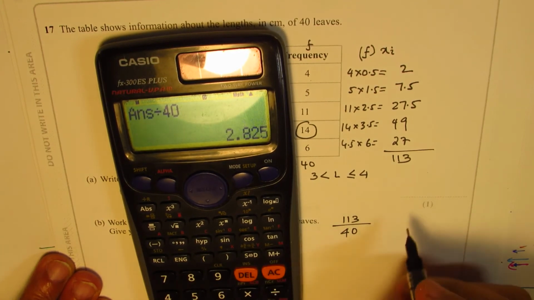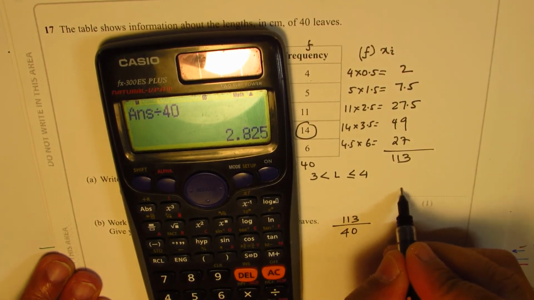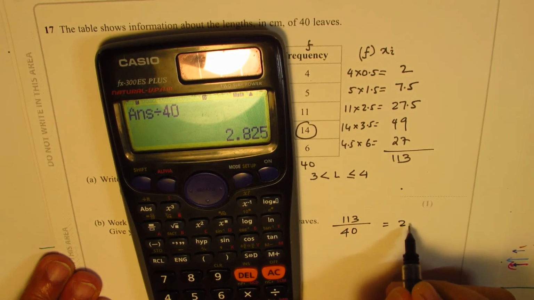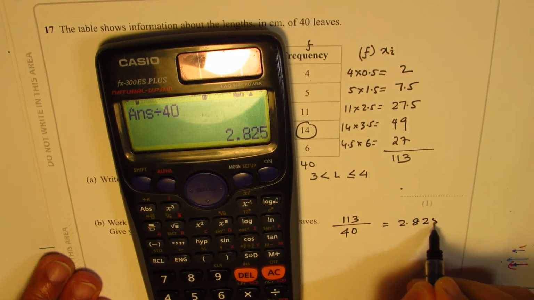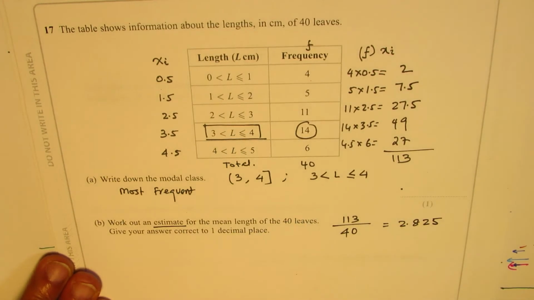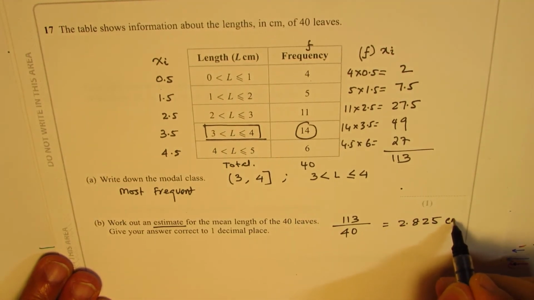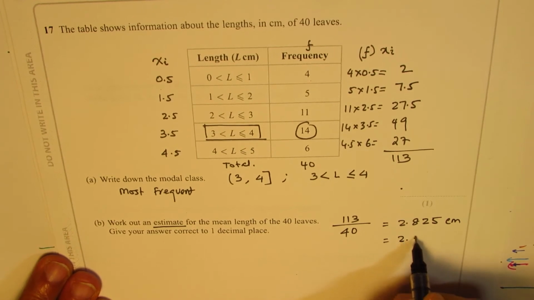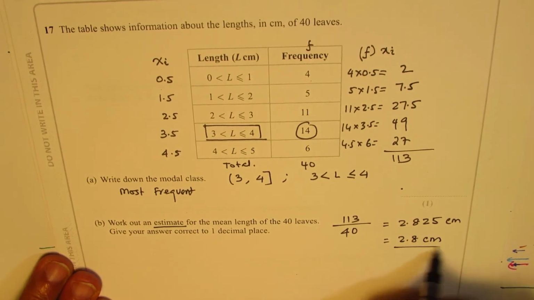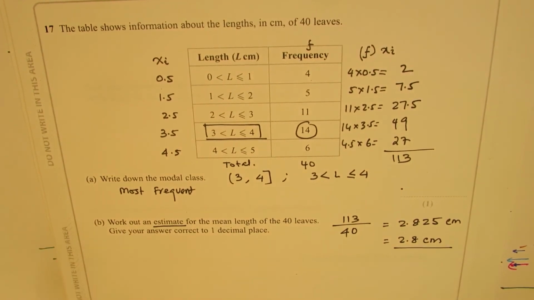In decimals, it is equal to 2.825, correct? Centimeters. Now it says give your answer to 1 decimal place, right? So it is equal to 2.8 centimeters. Is that clear to you? So that is how we are going to do it. So I hope the steps are clear.